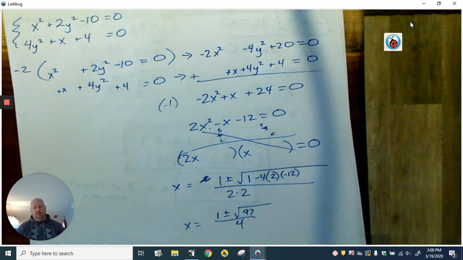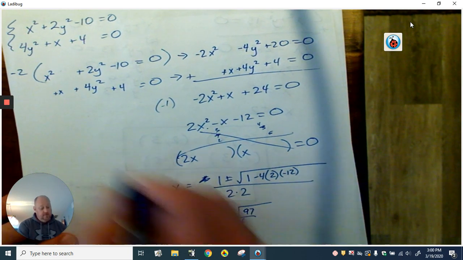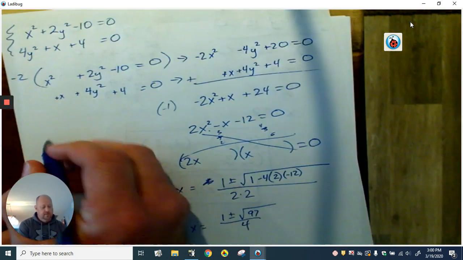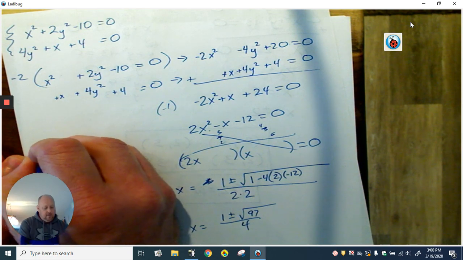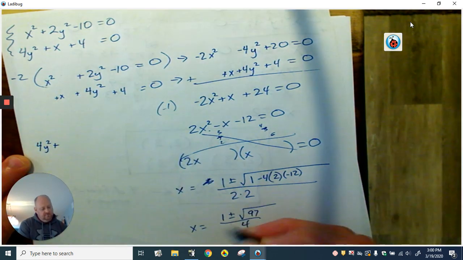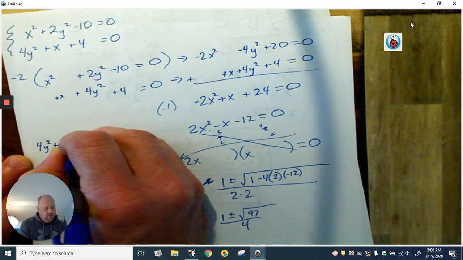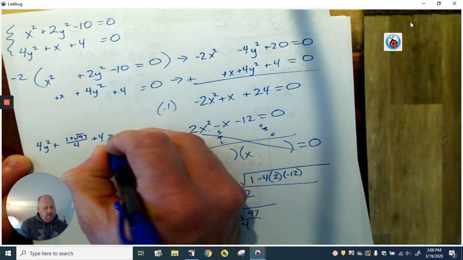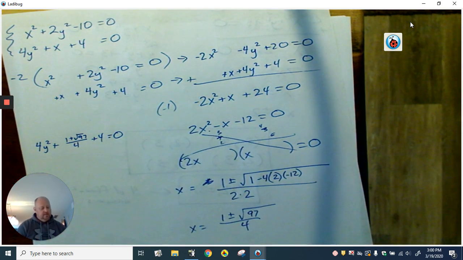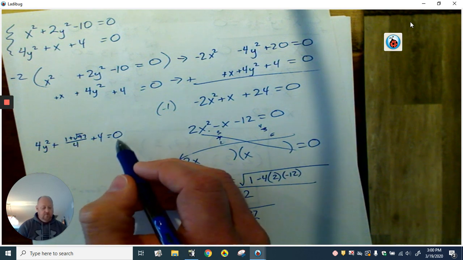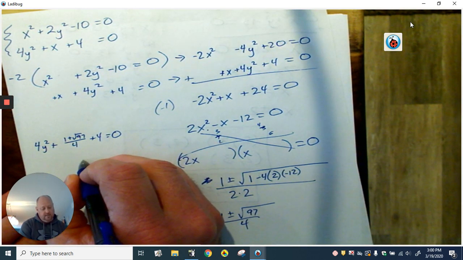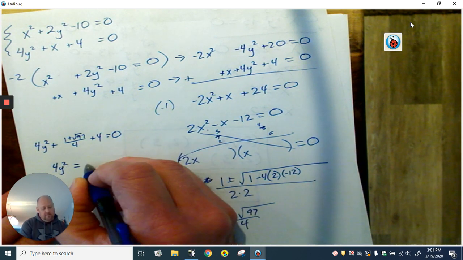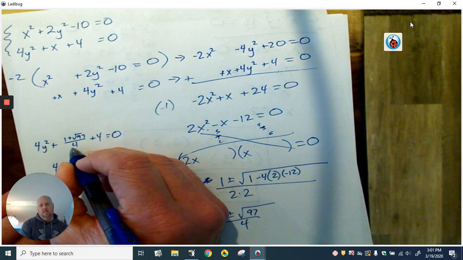Okay, so now we've got to plug them in for the y, or into one of the two equations. I personally would plug it into the second one, so I don't have to worry about squaring them. And I would go 4y squared plus maybe the positive version here, plus 4. Now, I have a sneaky suspicion that when I move that to the other side, I have 4y squared. I know that's going to become a negative 4. This is definitely a positive number.